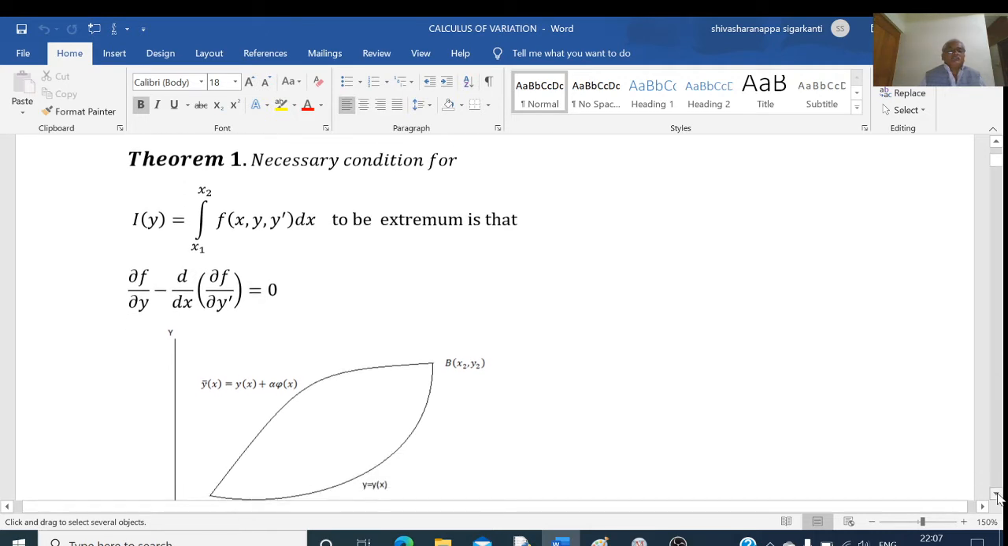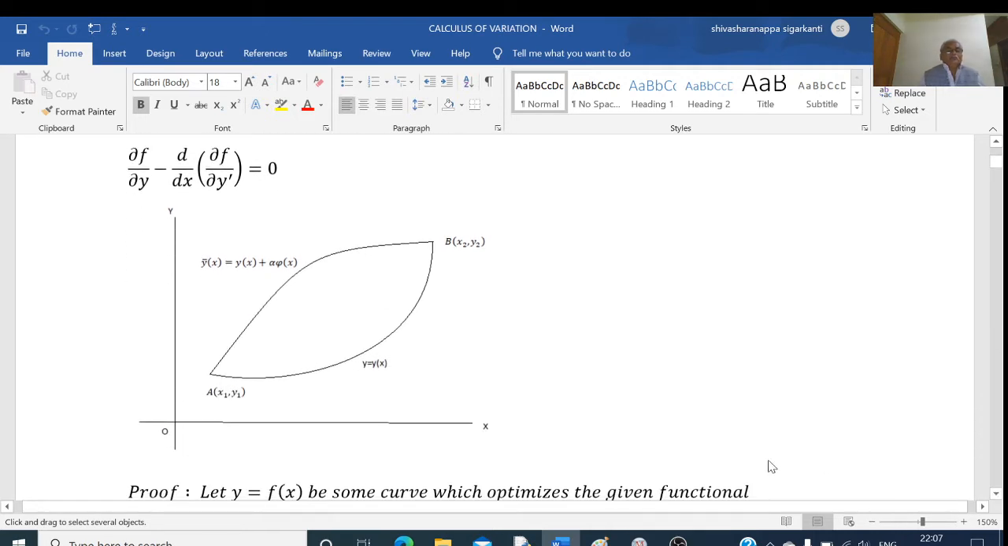So here, let me consider a curve y equal to y of x joining the point A (x1, y1) to the point B (x2, y2). And consider a family of curves joining these 2 points A and B. And here let me take y bar of x equal to y of x plus alpha into eta of x as a neighboring curve joining these 2 points A and B.